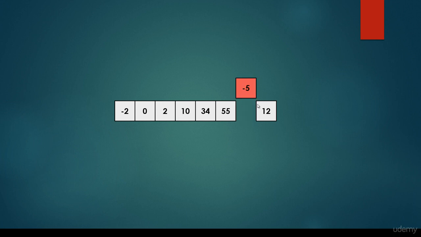What about -5? Oh, there's going to be lots of shifts, because 55 is greater than -5, 34 is greater than -5, 10 is greater than -5, 2 is greater than -5, 0 is greater than -5, and -2 is greater than -5, so we have to make lots of shifts. What about the last item, the 12? 55 is greater than 12? Yeah, we have to shift it. 34 is greater than 12? Yeah, we shift it. 10? No, it's smaller, so this is the place for the number 12.